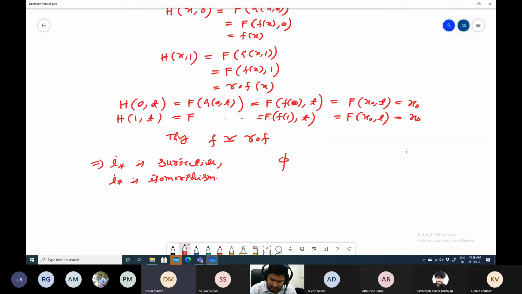Maybe for the second part, you can use the result proven in the first part. Since we have proven that i star is injective, and now in the second part we are given a deformation retraction, so it is also a retraction. No, that is the same as r composite.